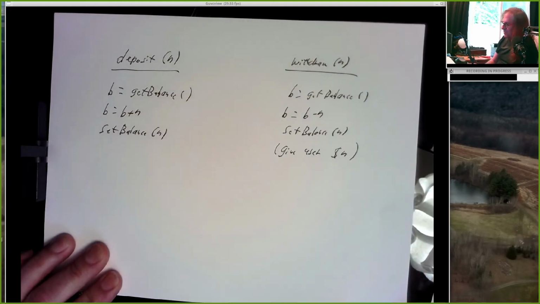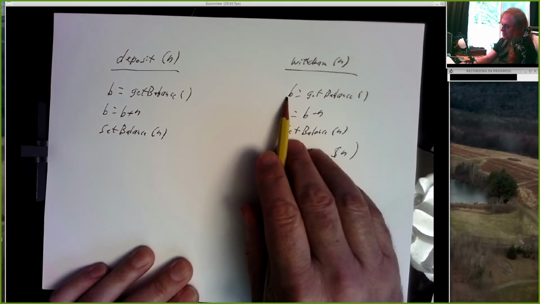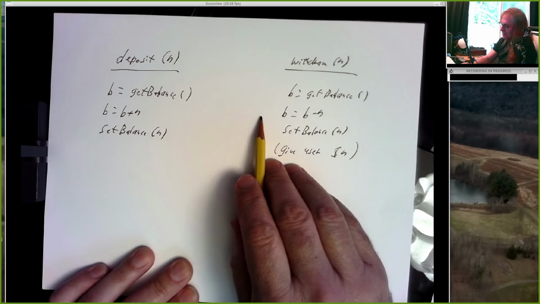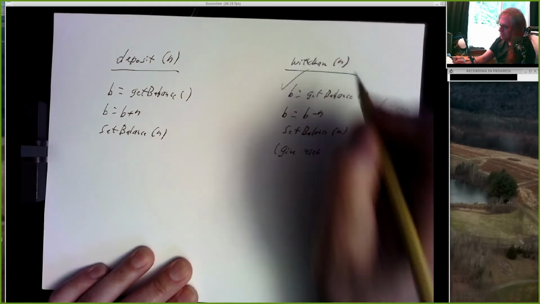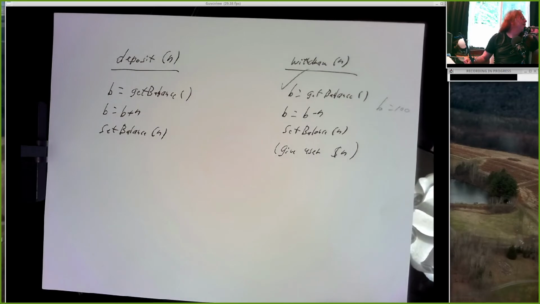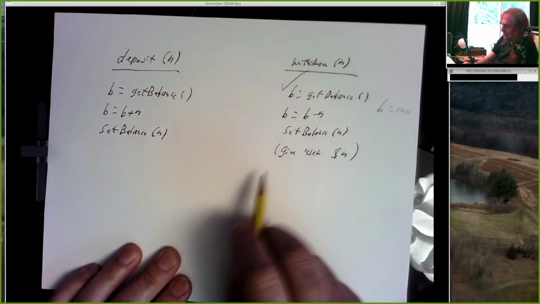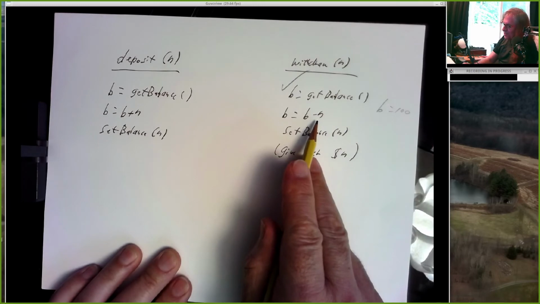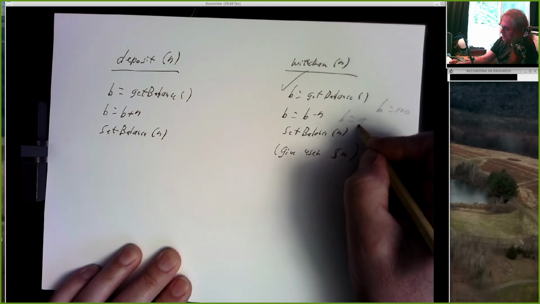I go to withdraw my money. All right. So the first thing that happens is this program says, okay, B equals get balance. So this is going to set B equal to 100. And this step is finished. And now it's going to say, okay, let's subtract how much you're withdrawing. You're withdrawing $10, so B equals 100 minus 10. B is equal to 90.